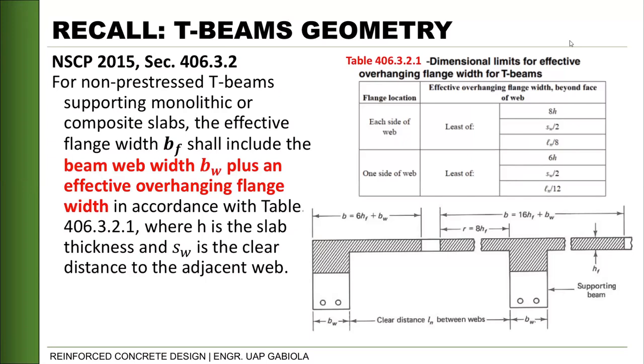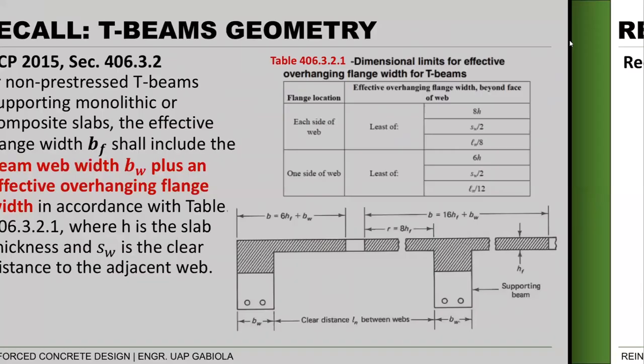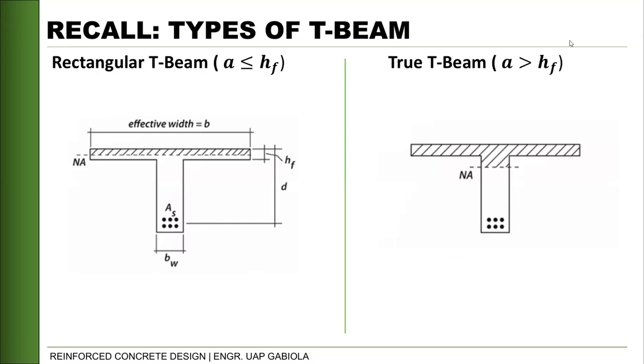ng flange na gagamitin natin for the estimation of the effective width na kino-consider for the design of T-beams. We also discussed yung two types of T-beam, which is yung rectangular T-beam and true T-beam, wherein yung rectangular T-beam is yung neutral axis natin is within nung flanges natin, yung slab natin.